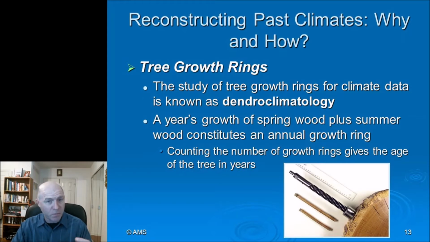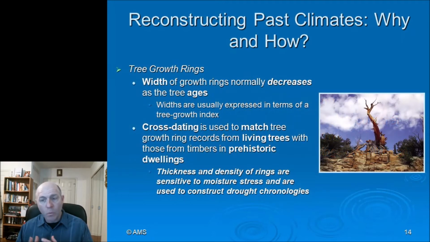But one of the things to remember is that not only does it tell you the age of the tree, it shows you if there was drought. It shows you temperature. And you have to go back and look at a lot of correlations between what ancient trees look like and what current trees look like. And that's called cross dating.